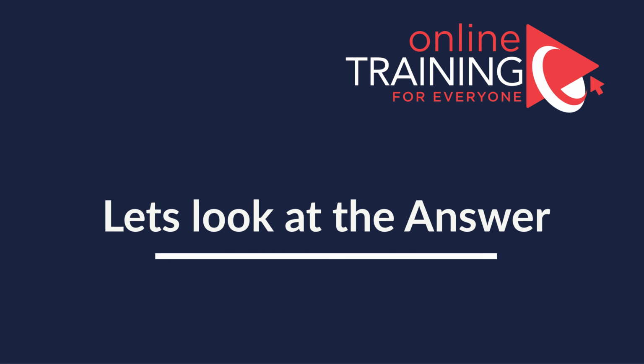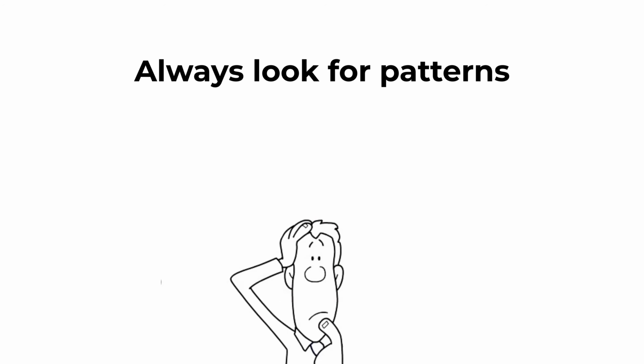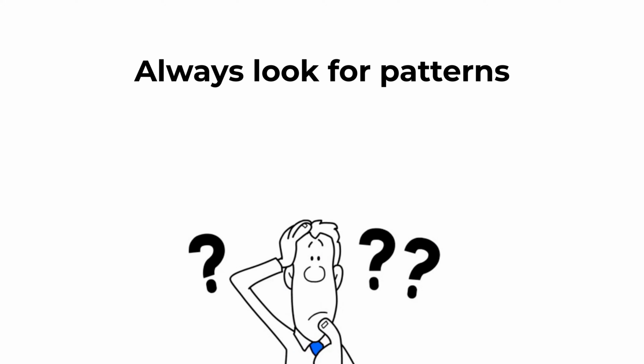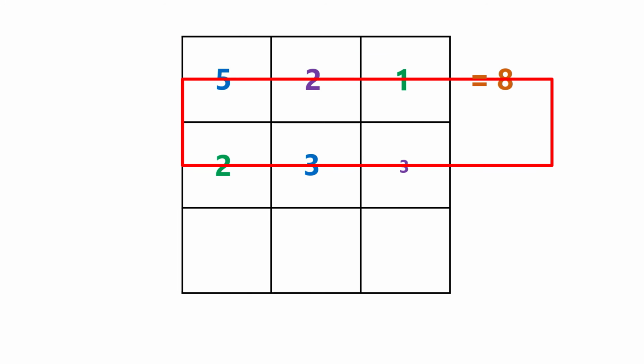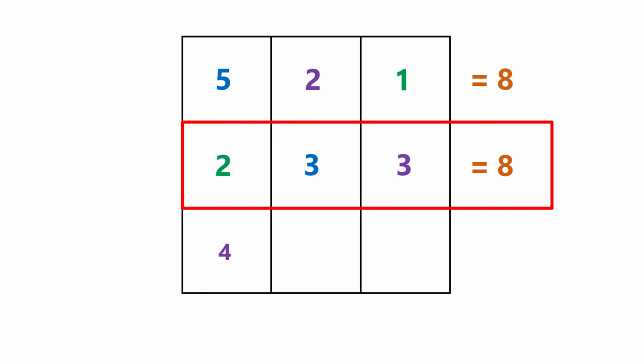As usual, my advice to you, always look for patterns. In this particular case, we need to look at the patterns inside the rows and then inside the columns. Let's look at the first 2 rows to see if we can get a pattern. The sum of 5 plus 2 plus 1 equals to 8. The sum of 2 plus 3 plus 3 also equals to 8. So there might be a pattern.